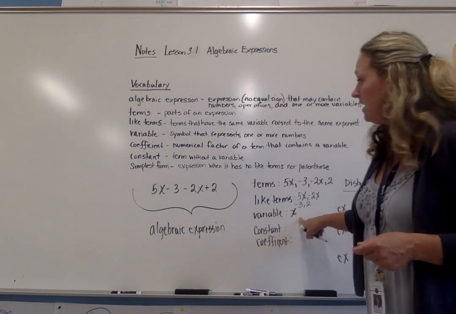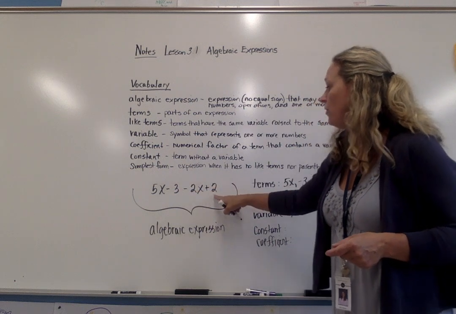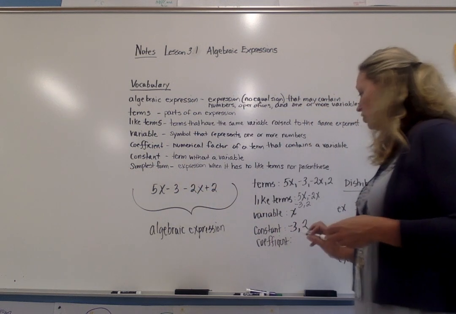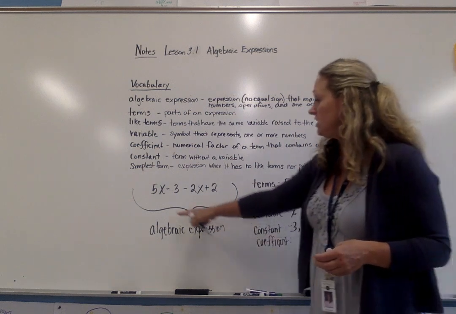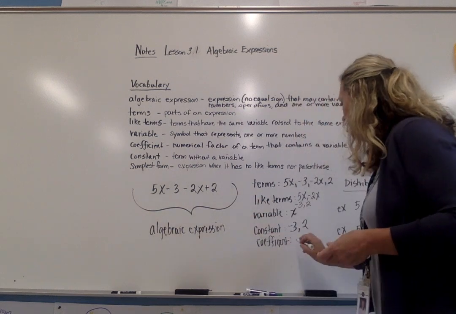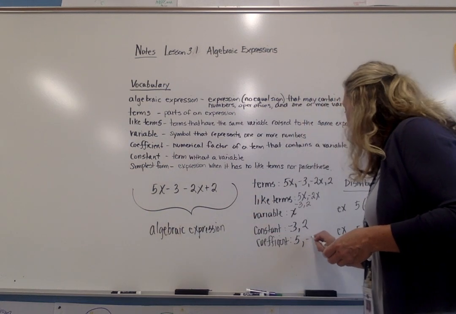The constant is the term with no variable, and that constant is -3, and then it's also 2. The coefficient is the number in front of the variable in the terms that have variables in them, so that would be 5 and -2.